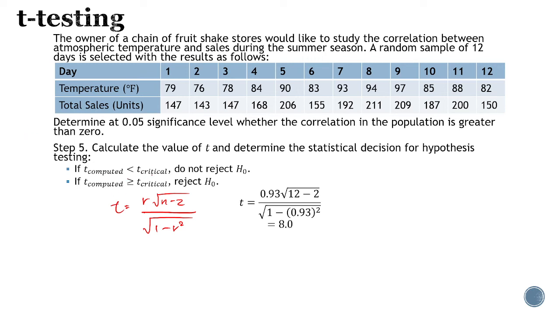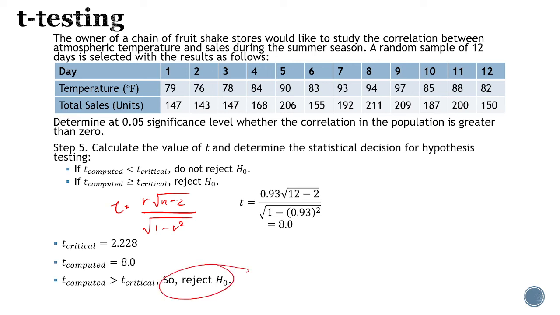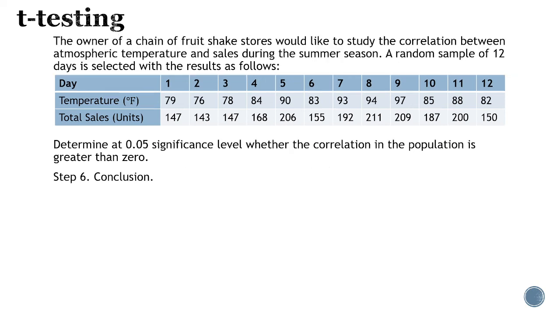Right? And as you may see here, we have this decision rule. And as you can see here, our T critical kanina, or yung nakuha natin sa table, is 2.228. And our T computed is 8.0. Therefore, our T computed is actually greater than our T critical. So our decision here is to reject our null hypothesis. So anong ibig sabihin nun?